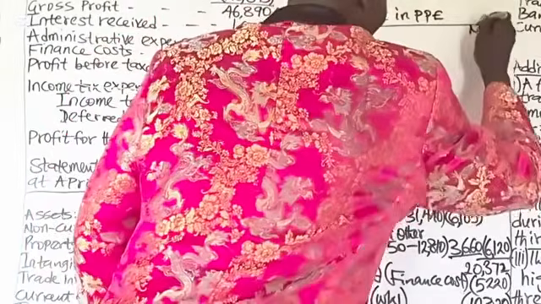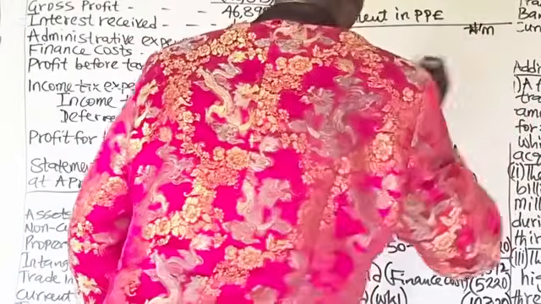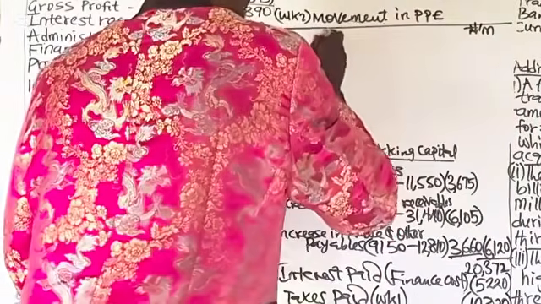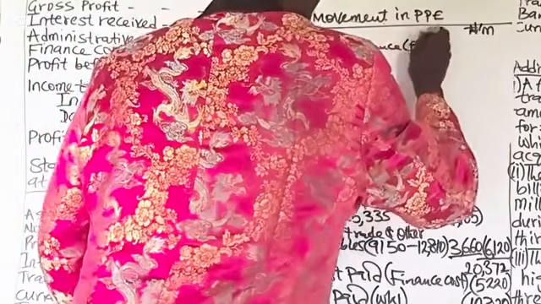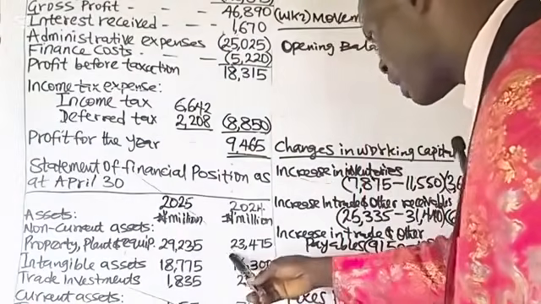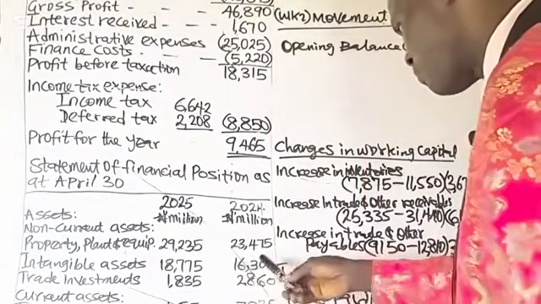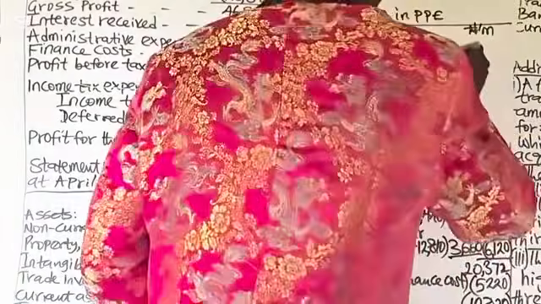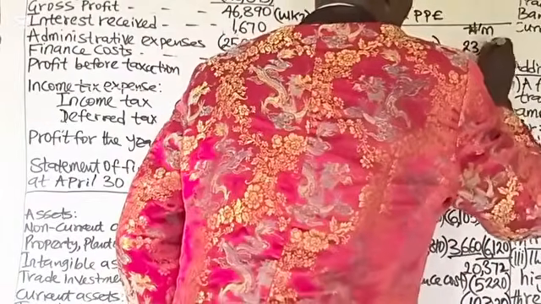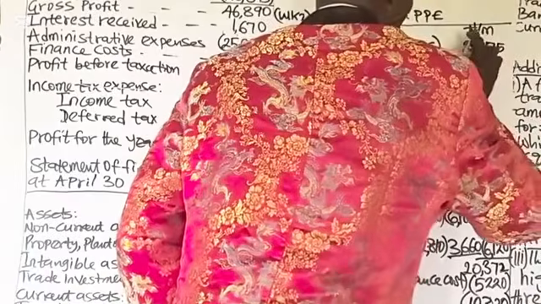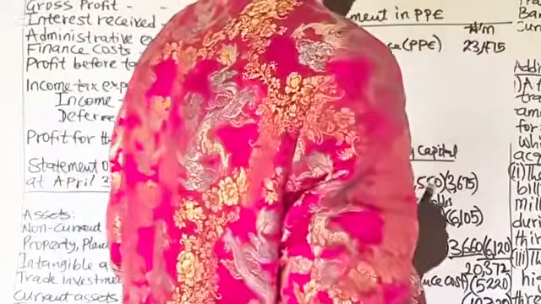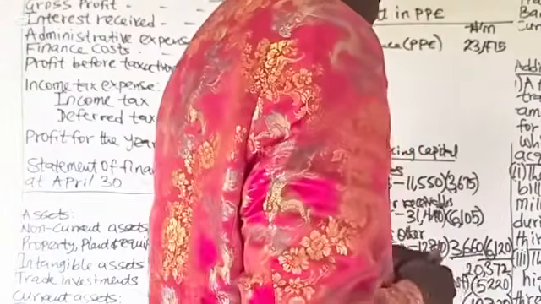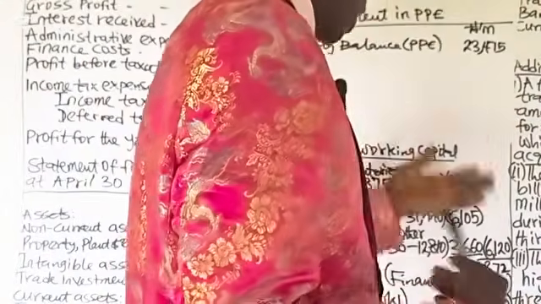As usual, we are starting with the opening balance. Opening balance of property, plant, and equipment. How much is this? Then we have the opening balance to be 23,475. Now, let's go through the note. What are the items in the note that have effect in the PPE that we are looking at?